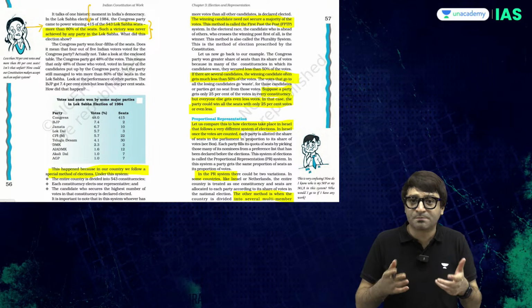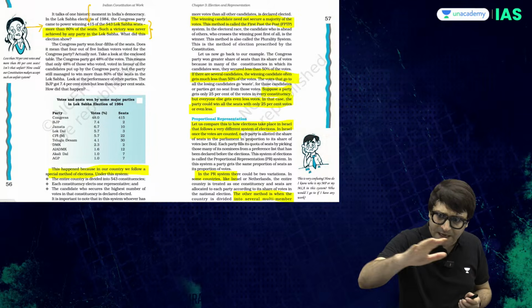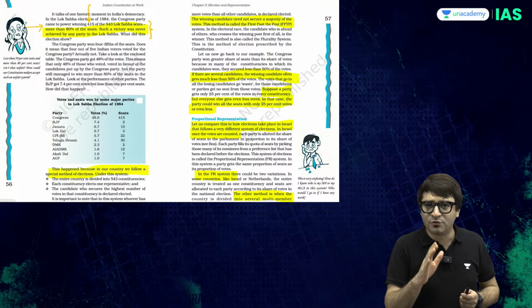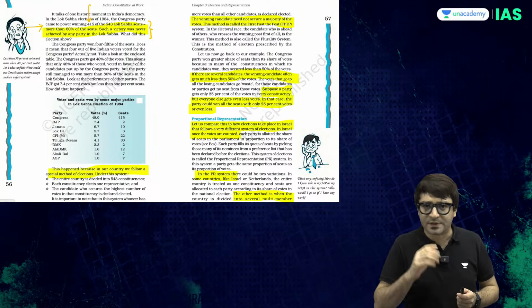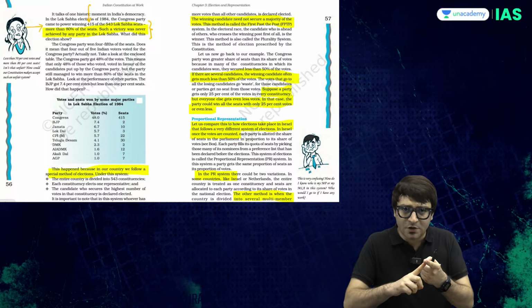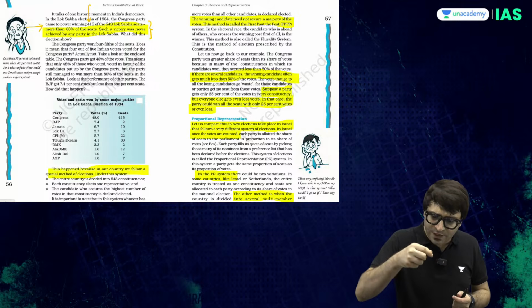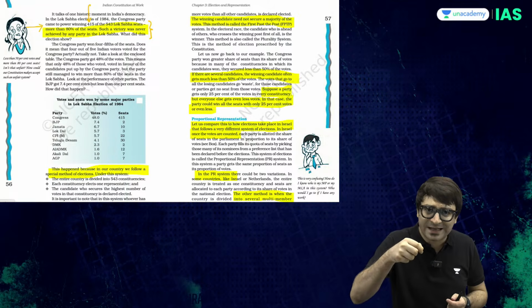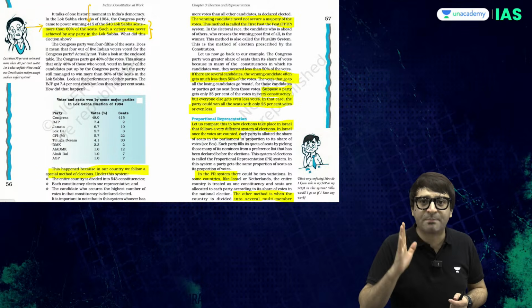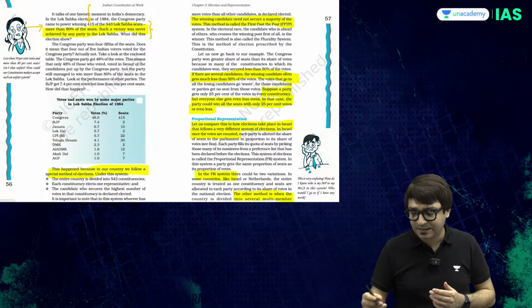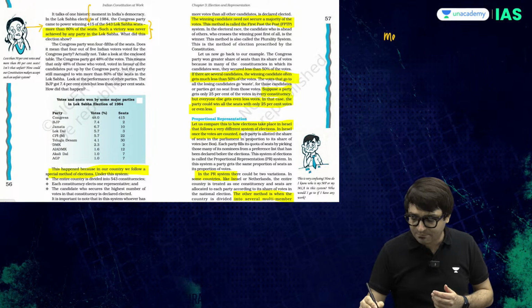And what is this first past the post system? The entire country is divided into 543 constituencies. Every constituency will elect one representative. But how many votes should this candidate get in order to be your representative? He should get the maximum number of votes.